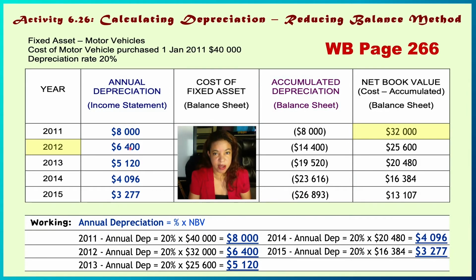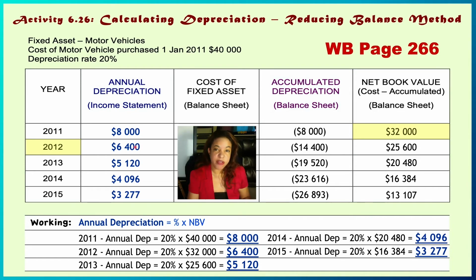It drops to 6,400. It reduces again to 5,120, reduces again to 4,096, reduces to 3,277. So remember with the little explanation, we said in reality, you get more out of a non-current asset at the beginning of its use, when it is new, when you have just purchased it. So from your 40,000 value, in the first year you got $8,000 worth of use. Basically, that's what the depreciation is. That is why the depreciation was incurred, and that is why it reduced its value.